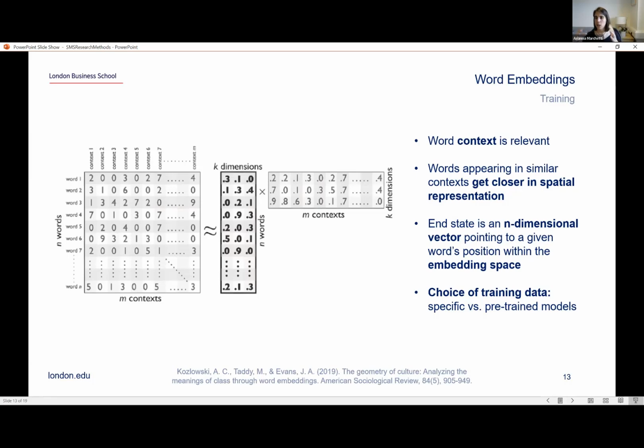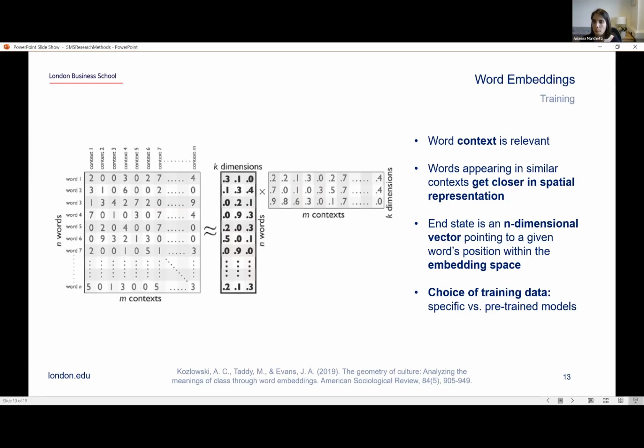And at the end state, you will have a highly multi-dimensional space, generally a 300-dimension space, where you can position all these vectors in the space, and you can perform some computations to understand how far away words and documents are from one another.